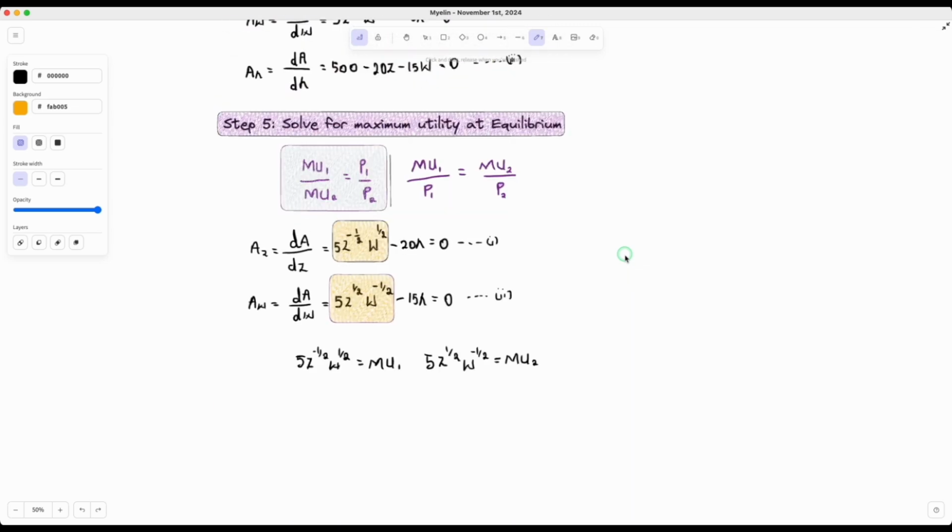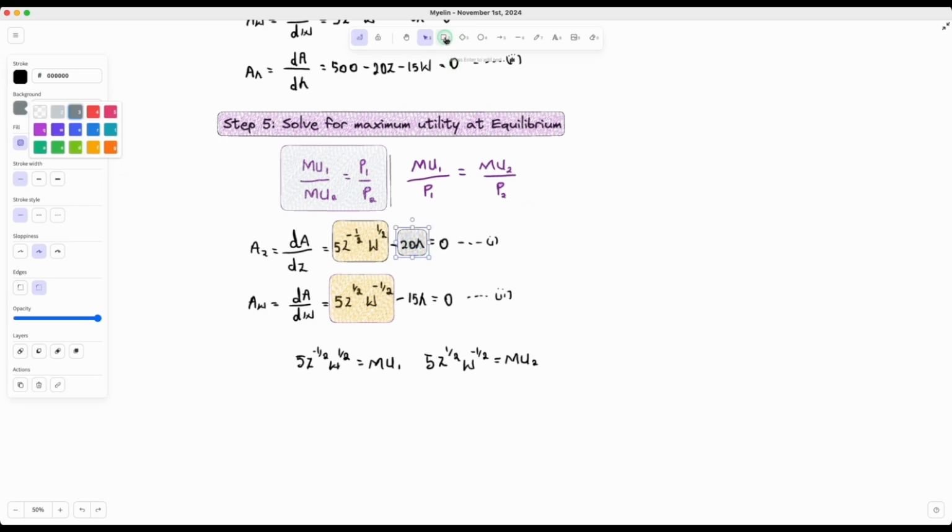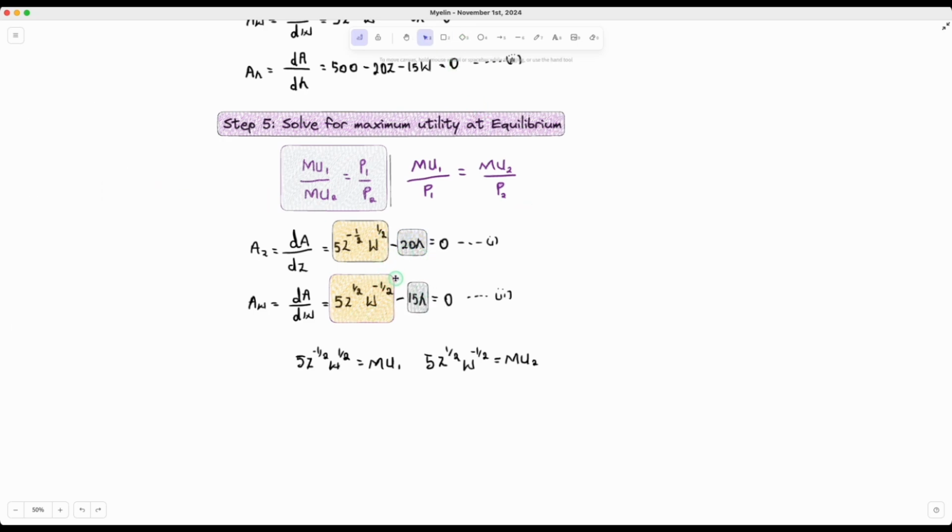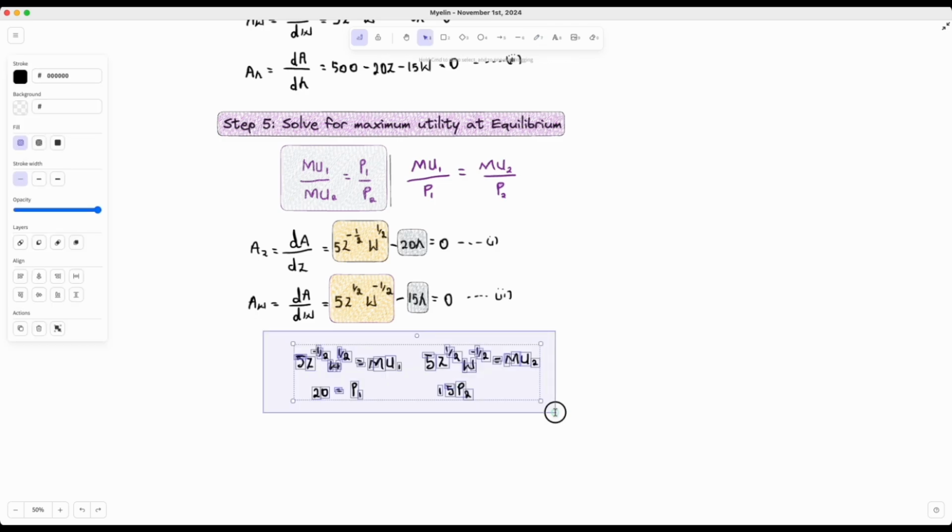This particular part of the equation, this represents the prices. That particular section and this. I'll not take into account the lambda, even though I have shaded it, but 20, that is price 1, and 15, that is price 2. So we've just identified our variables there.